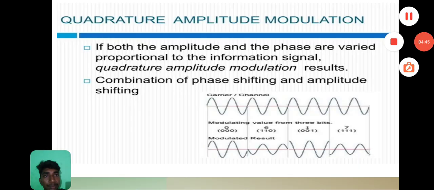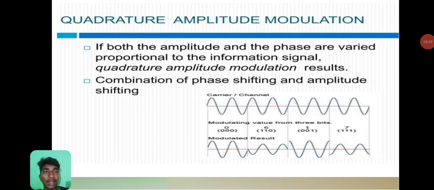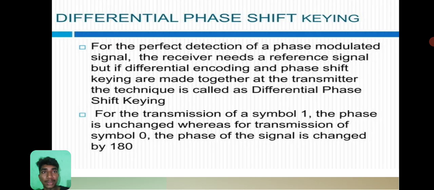Quadrature amplitude modulation: if both amplitude and phase are varied proportionally to the information signal, the result is quadrature amplitude modulation, combining phase shifting and amplitude shifting.